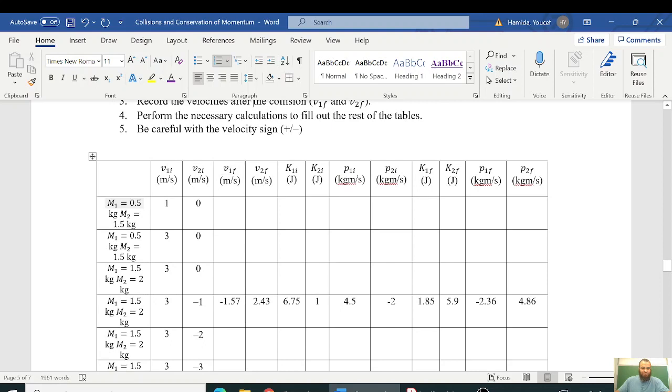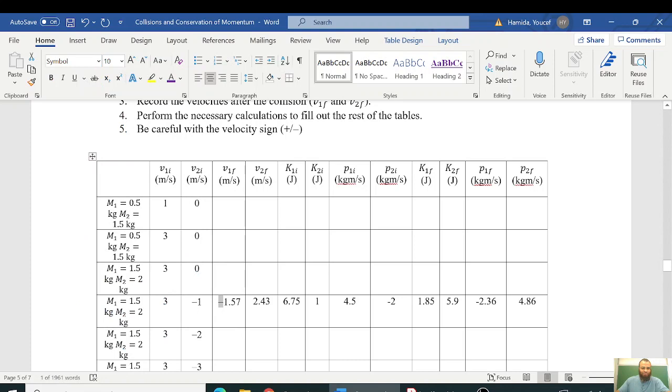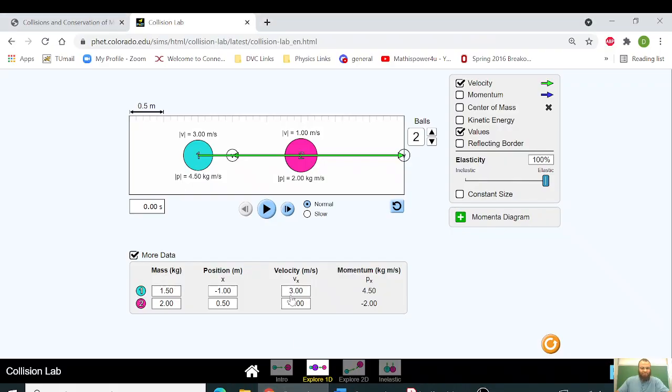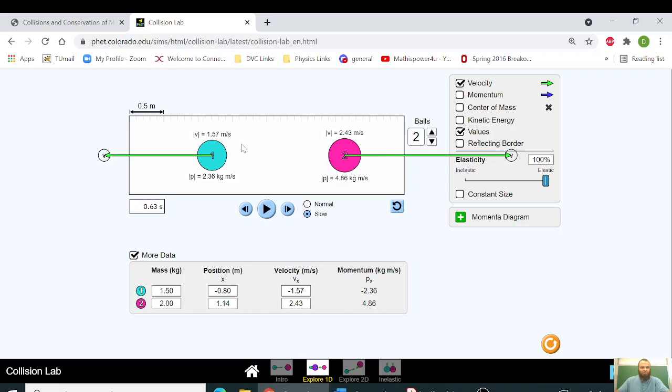So let's find what the velocity here is. And by the way, maybe I should use a symbol so it looks like a longer minus sign. Okay, so what should I do? Let's collide them and get the velocities. I'm going to put slow motion because sometimes if they're moving too fast, they will collide too fast and you won't see much. So I'll use slow motion. Slow motion is better, yeah.